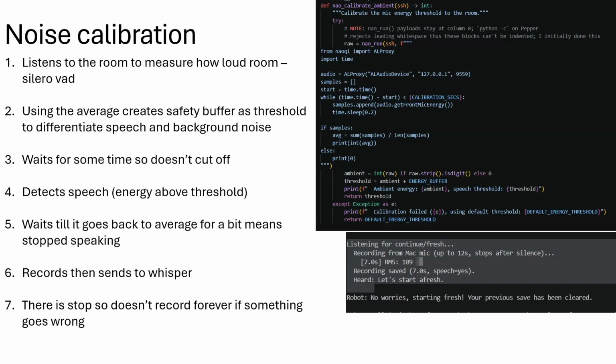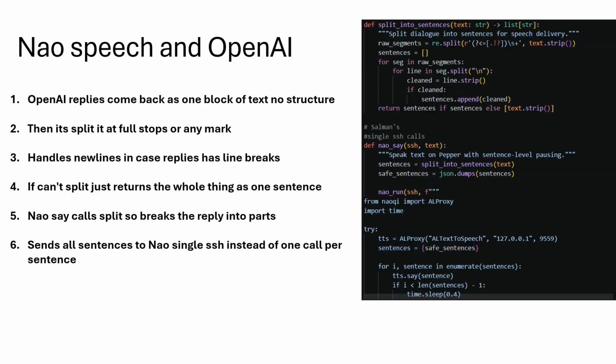Then it takes the speech, which is the energy above the threshold. Then it waits until it goes back down, which means the person has stopped speaking. It records, then sends it to Whisper. And in case of anything, it stops by its own, so it doesn't keep going and listening. After the robot's text to speech, it gets sent back to OpenAI. Then OpenAI comes back with the replies.